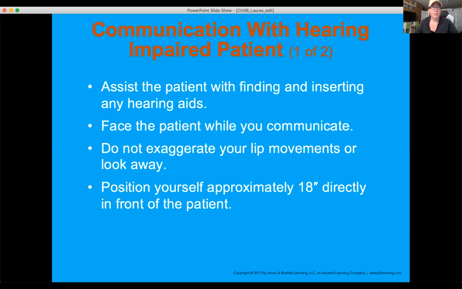Some patients have hearing aids. Make sure that if they have a hearing aid, you're asking them about it, where it's at, and whether it's turned on. If you're going to get their hearing aids, and it's a husband and wife, make sure you're grabbing the right hearing aids.